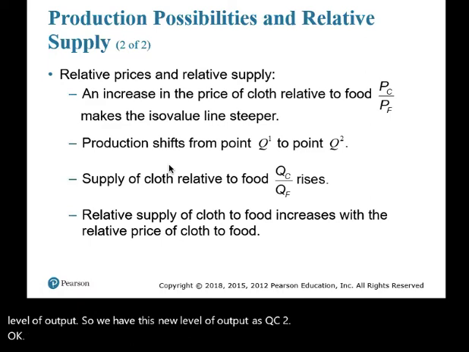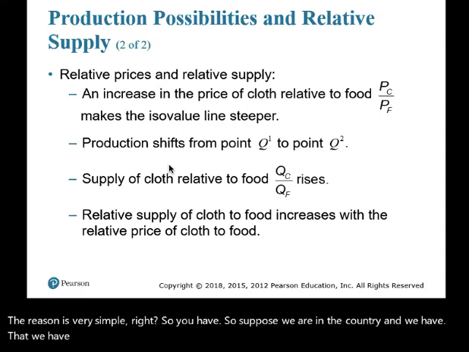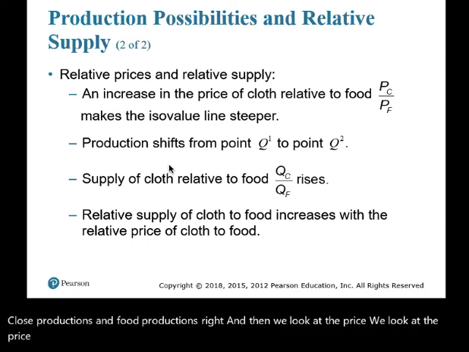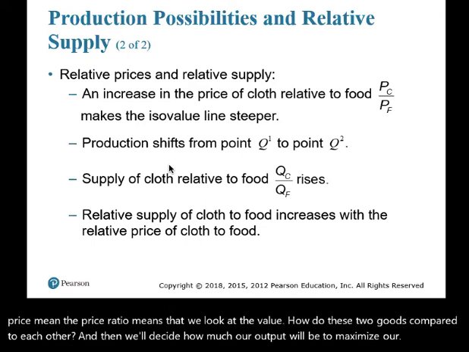And the result is the supply of clothes relative to food, QC over QF, rises. The reason is very simple, right? So suppose we are in the country and we have these clothes productions and food productions, right? And then we look at the price. We look at the price ratio, which means that we look at the value. How do these two goods compare to each other? And then we'll decide how much our output will be to maximize our value, our money, right?